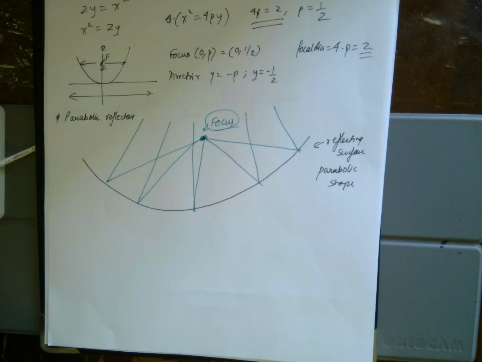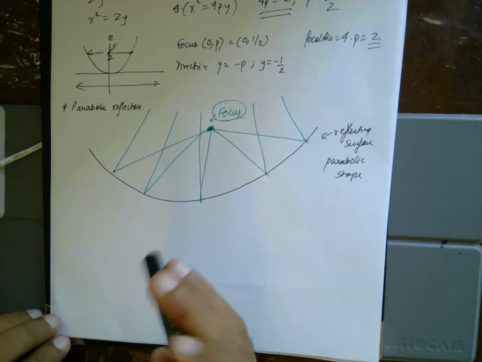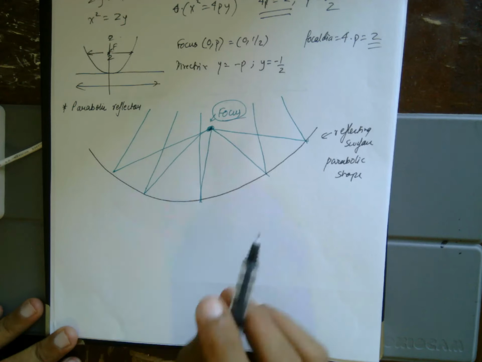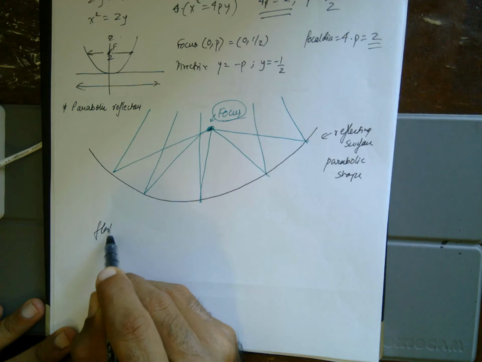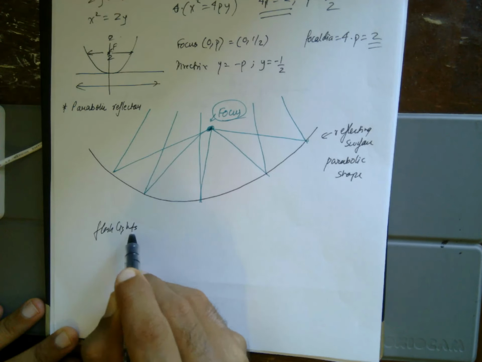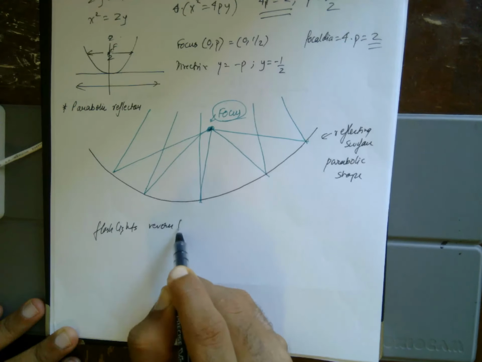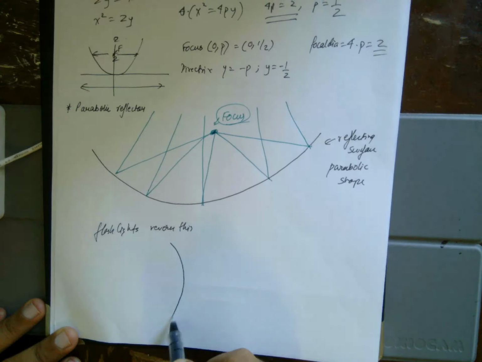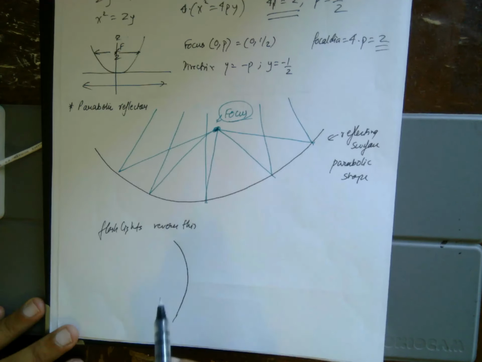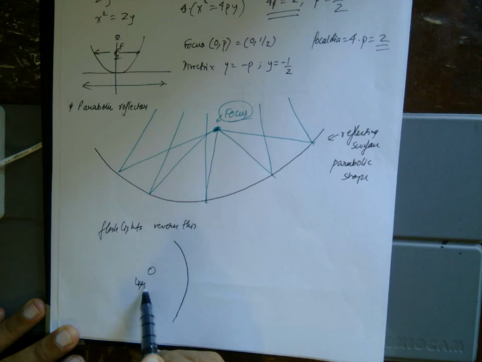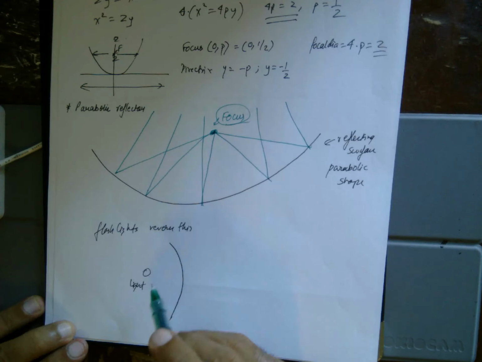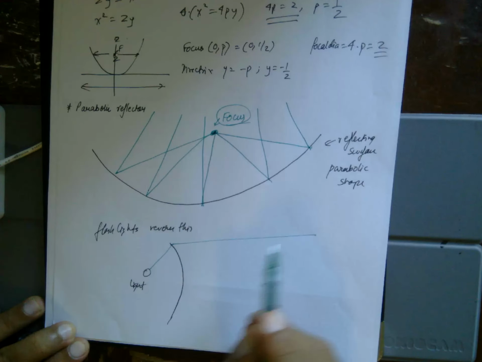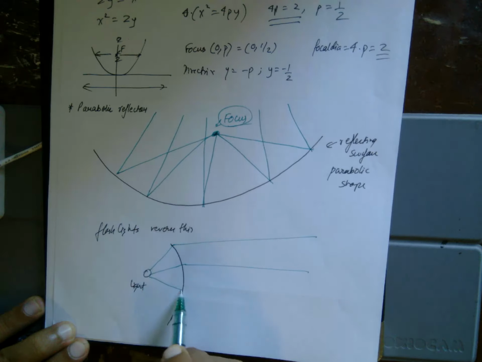And which is why when you have, what are these called? Flashlights. The flashlights reverse this. Meaning, instead of a reflecting surface, you get a parabolic transmitting surface and you put the light here. And then when you put the light here, it sort of goes in parallel lines.